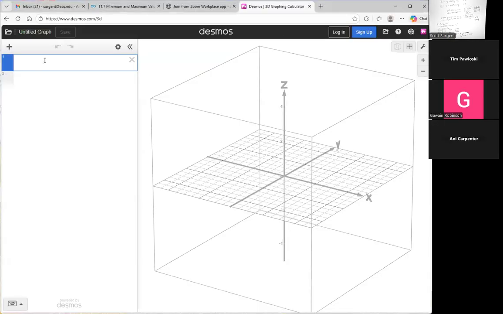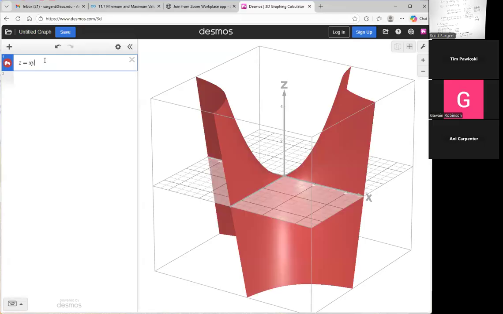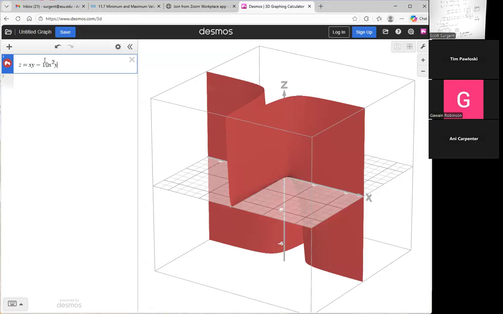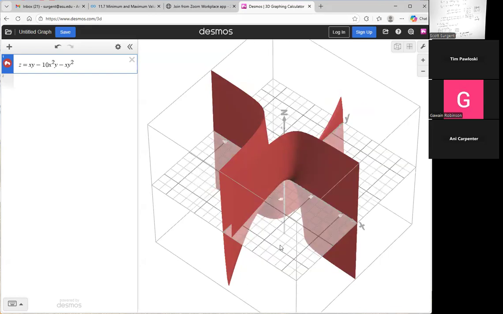Now, of course, sometimes these graphs look crazy, so I will just hope for the best. The original function was, well, I distributed. It was xy, take away 10x squared y, and then take away xy squared. Oh, geez. Yeah.